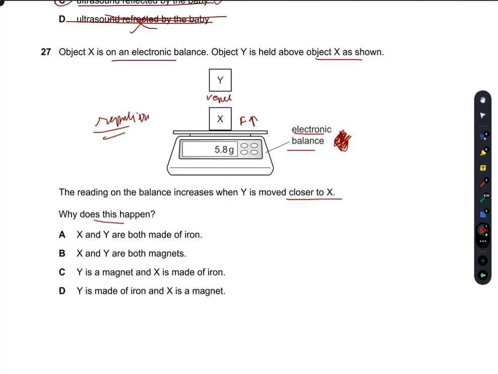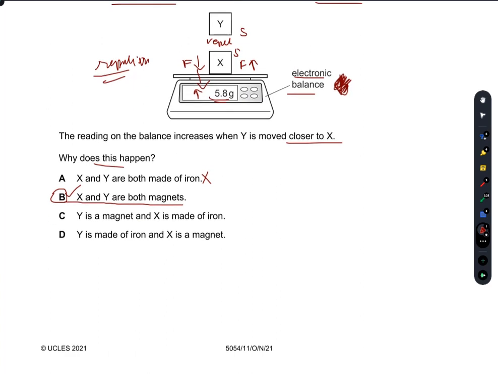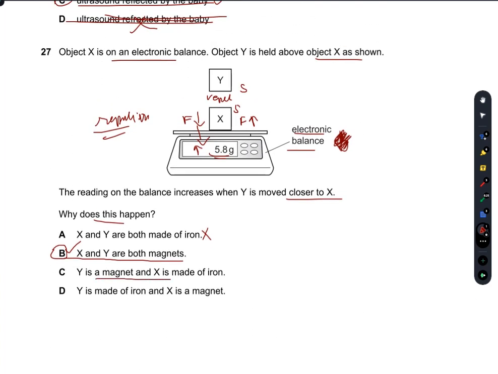They repel each other, and that's why X exerts a greater force on the electronic balance, and that's why this value starts to rise. If X and Y are both made of iron, then they would not attract or repel. X and Y are both magnets. So yes, B makes sense. If they both are magnets and we choose similar poles, like south here and south here, then they both would repel. B is true. Y is a magnet and X is made of iron. Here the magnetic induction would take place. So C is incorrect. And Y is made of iron and X is a magnet. Only the magnetic induction would take place.